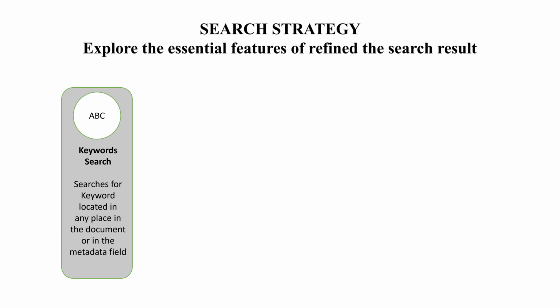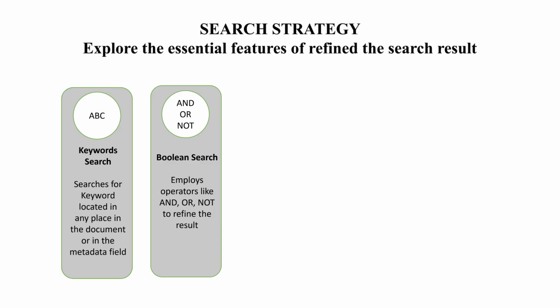Here search engines also support Boolean search. In general, Boolean search means AND, OR, NOT. These are mostly used in databases. But my dear friends, search engines use plus in place of AND, and minus in place of NOT.